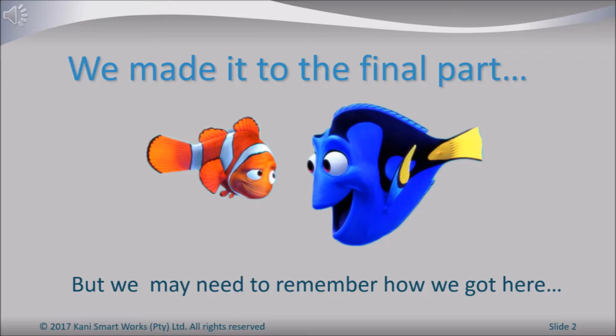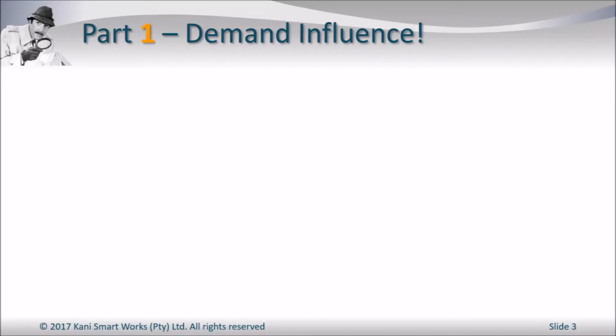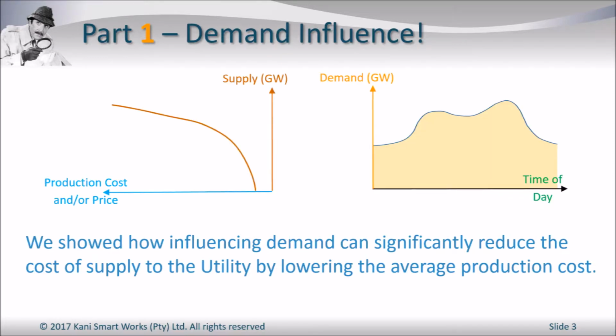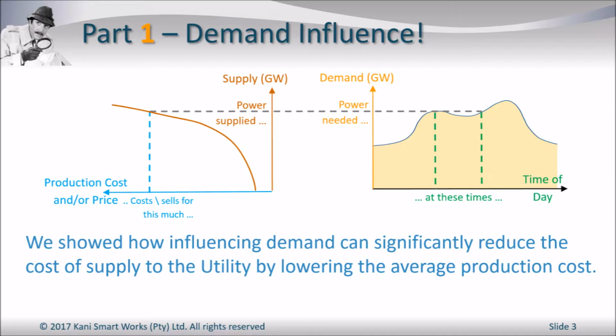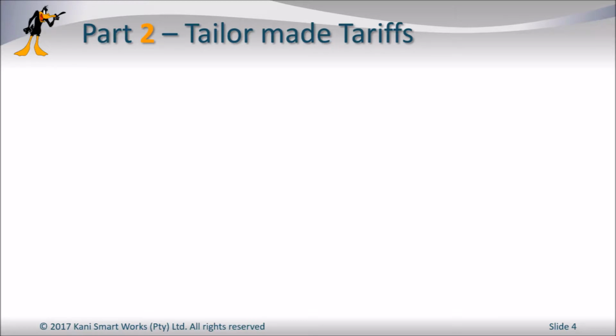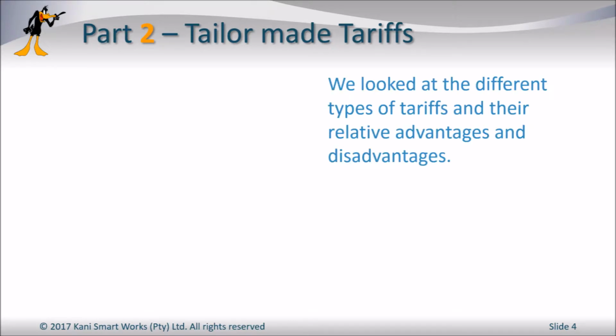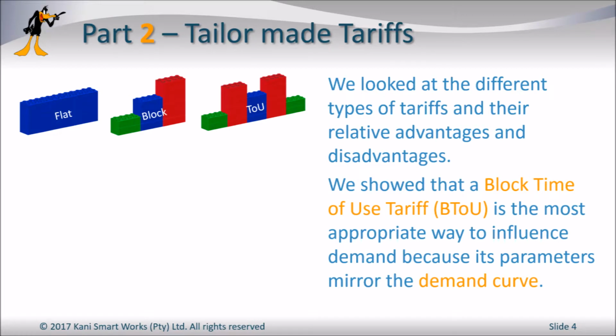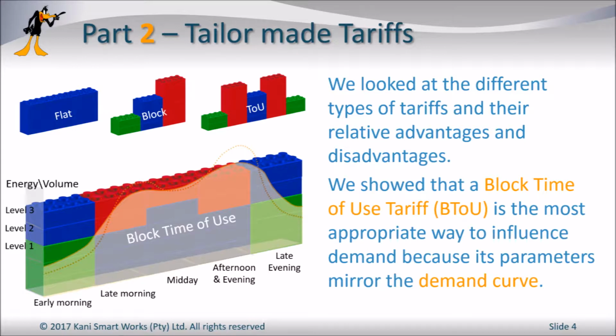Can I help you? In the first part, Demand Influence, we showed how influencing the demand can significantly reduce the cost of supply to the utility by lowering the average production cost. And we could see when a particular demand took place and what that cost of that production would be to the utility. In Part 2, Tailor-Made Tariffs, we looked at the different types of tariffs from flat, block, time of use, and their relative advantages and disadvantages.